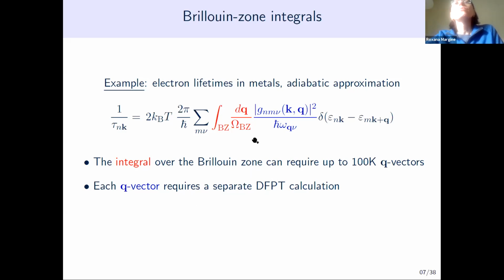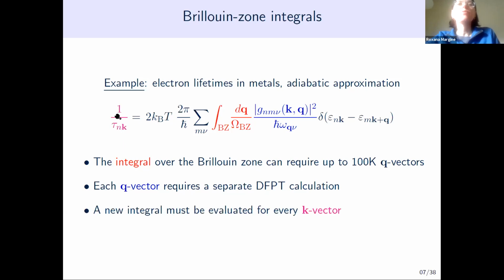Also, if you want to calculate properties like mobilities, and you will see the expression for mobility later on, we need to take into account the lifetime of many electrons, not just one electron. This means that we will need to perform this integral for many k vectors and then do an average over them.